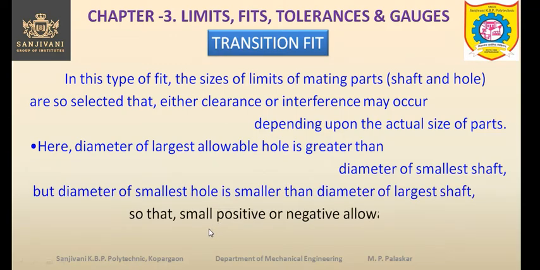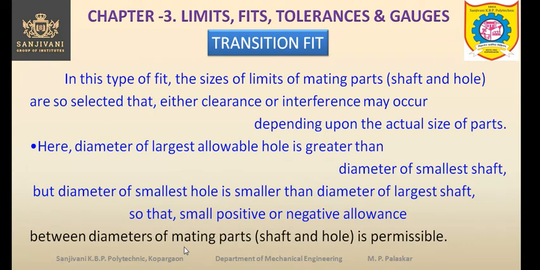So a small positive or negative allowance between diameters of mating parts is permissible. That means we can have a small allowance, and this allowance may be either positive or negative. Positive allowance means clearance and negative allowance means interference. So the allowance, that is the difference between the sizes of the shaft and hole, may be positive or negative. That means either we may have clearance or we may have interference. But whether we are having clearance or interference, that depends upon the actual size.